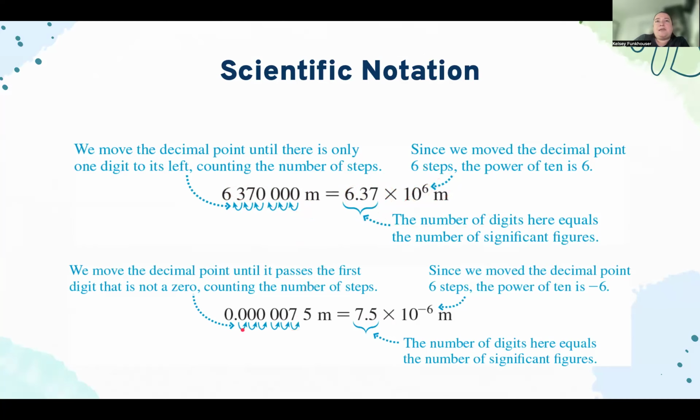And then we can do the same thing with something that is less than 0. If we want to move our decimal place between 7 and 5, again, this is 6, but we're moving in the opposite direction. So we're moving it backward instead of forward. And that means it's going to be negative. So 10 to the negative 6.